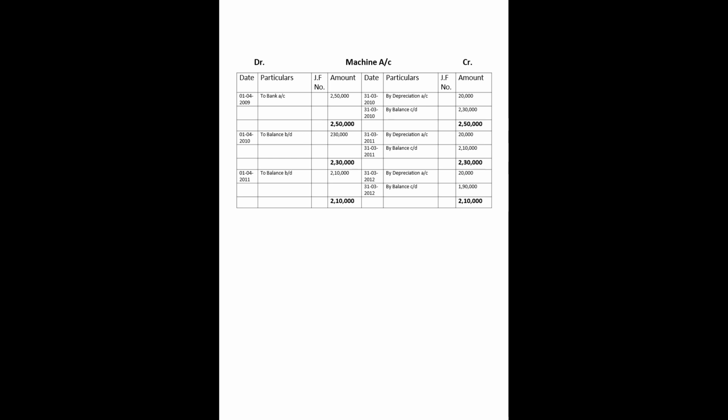And then we need to calculate the depreciation for 1 year. Since we already calculated the annual depreciation, we can directly mention 31st March 2010 by depreciation account 20,000 on credit side. When we balance both debit and credit, it will not balance. So then we need to mention balance carried on amount, that is 2,30,000.